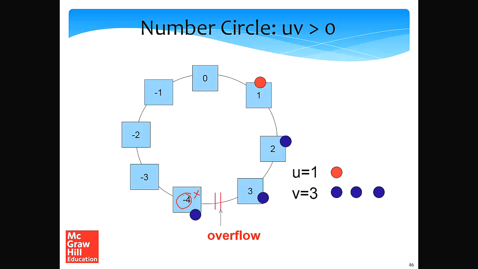If the result is negative, we know there is an overflow. Similarly, let's say we are adding minus 3 and minus 2. I can start at minus 3. To add minus 2, I need to travel 2 steps in the anti-clockwise direction. So I come here and then I come here, right?